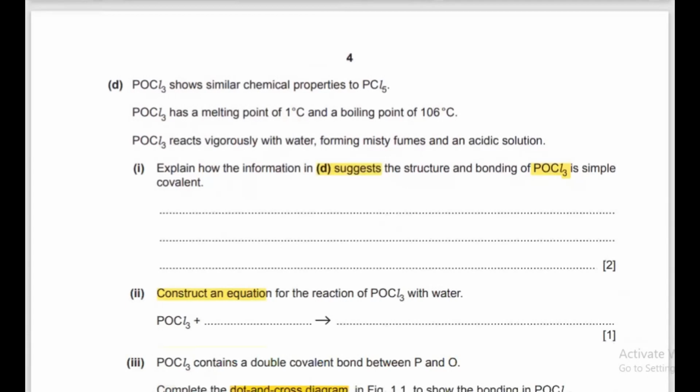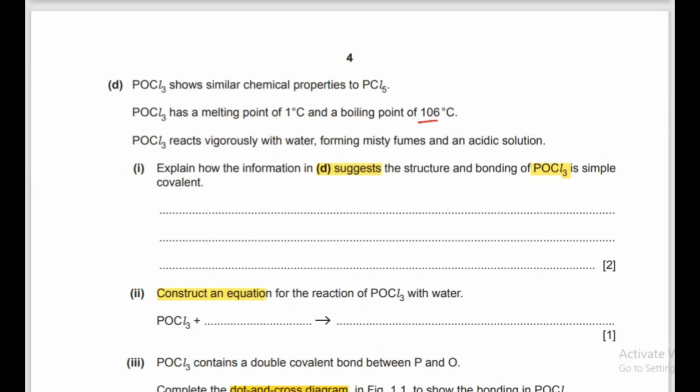Okay, so the next part is: POCl3 shows similar chemical properties to PCl5. Now, POCl3 has a melting point of 1 degree Celsius and a boiling point of 106. POCl3 reacts vigorously with water, forming misty fumes and an acidic solution. Explain how the information suggests the structure and the bonding of POCl3 as simple covalent.